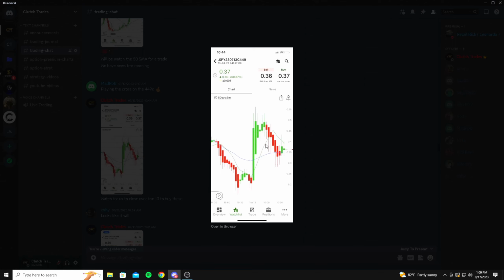You get a nice little bounce here, 0.35 to like 45 to 50. So yeah, once you play that bounce off the 50 SMA, your first target is that 10 SMA. Sometimes big moves won't happen, and you just gotta be able to cut losers and stuff like that. But if I had to guess, this thing's gonna cross down.